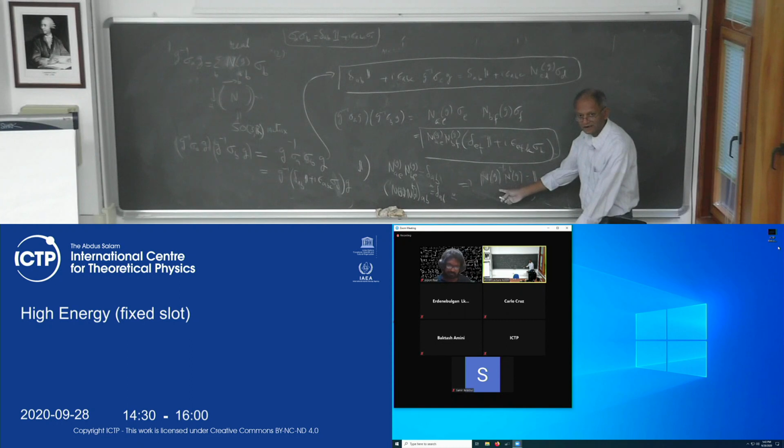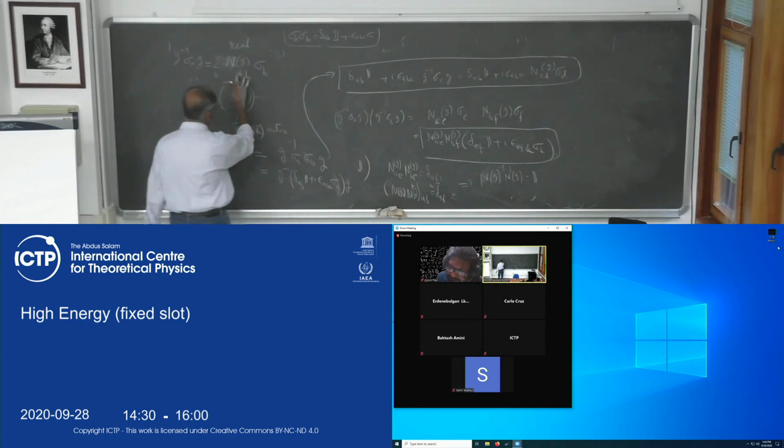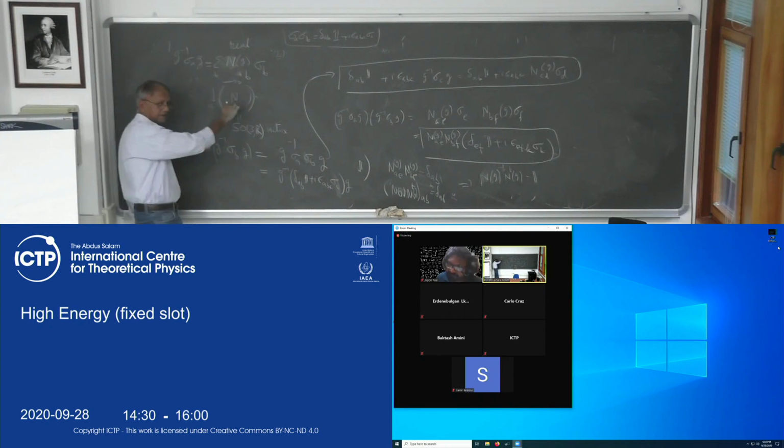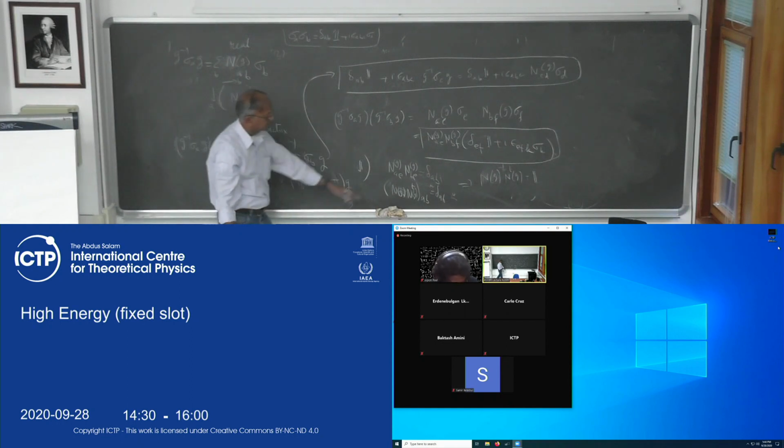So this is orthogonal, you see. What this is saying is that this matrix N, viewed as a 3 by 3 matrix, where A labels the row and B labels the column, is an orthogonal matrix, because this is exactly the condition of orthogonality.